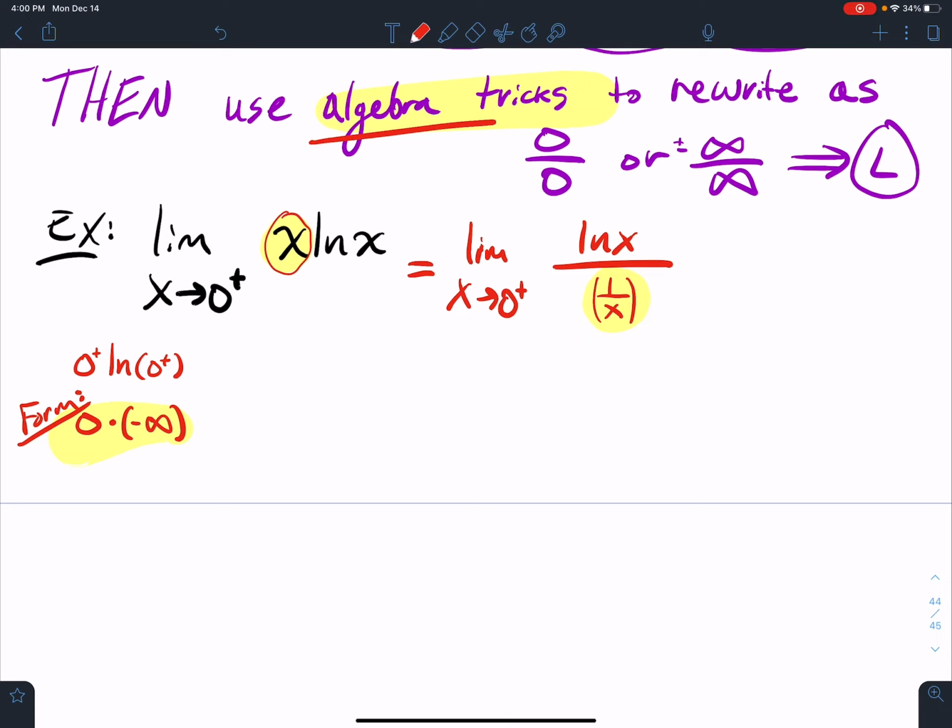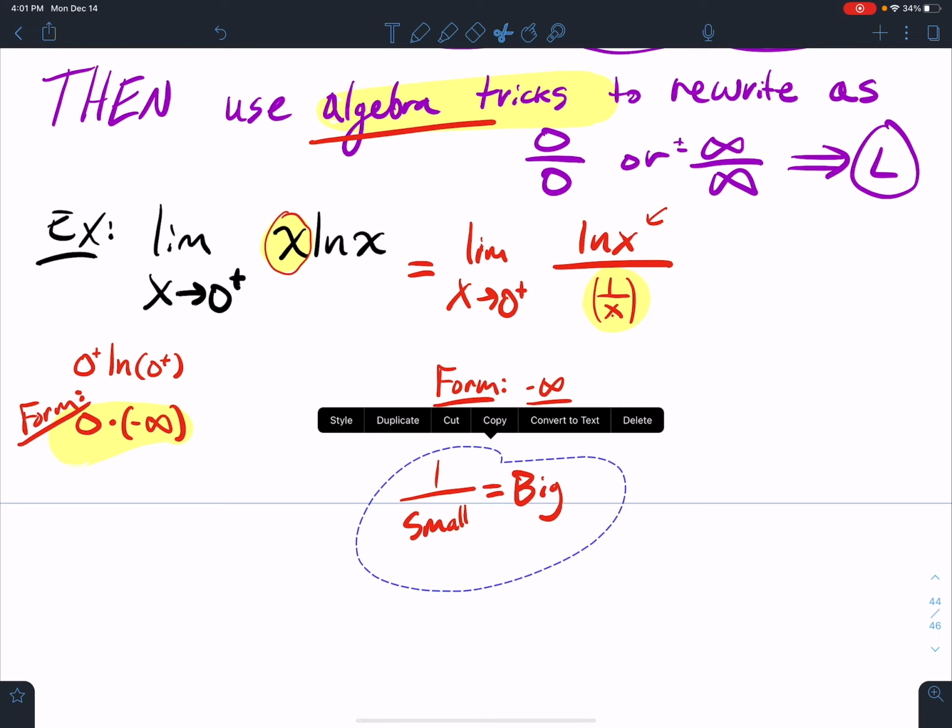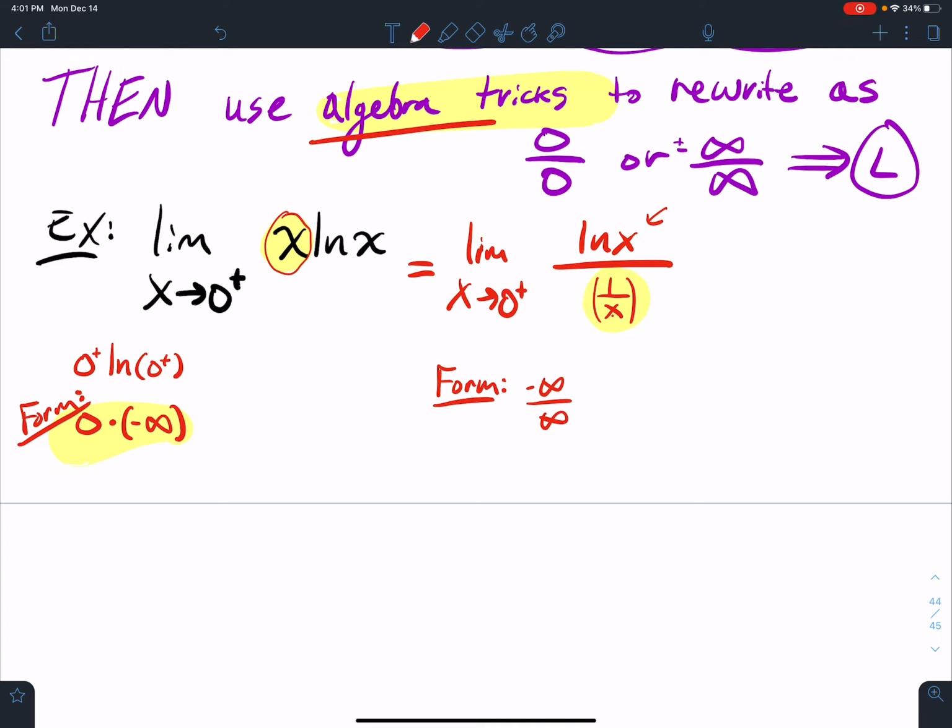Now, I check the form, see what the form is. The form, well, the numerator's still the same, so I still have that negative infinity in the numerator. Now, 1 over something really close to 0, 1 over something small is equal to something big, right? So this is a positive infinity here. So my form is infinity over infinity. So now I can use L'Hopital. So I'm going to take L'Hopital here.